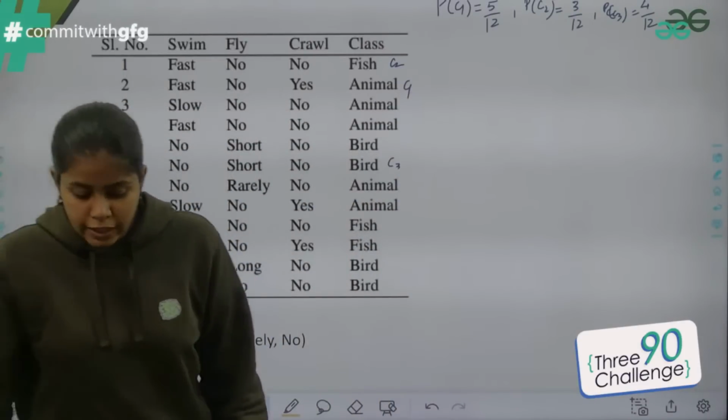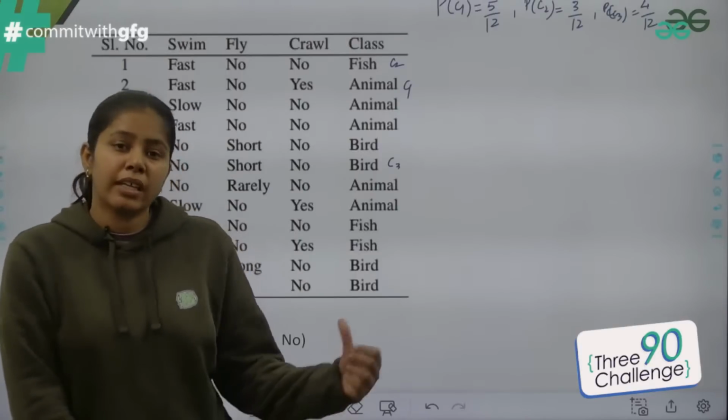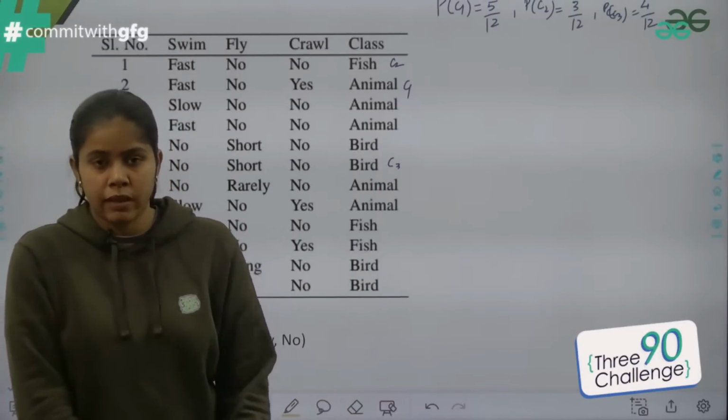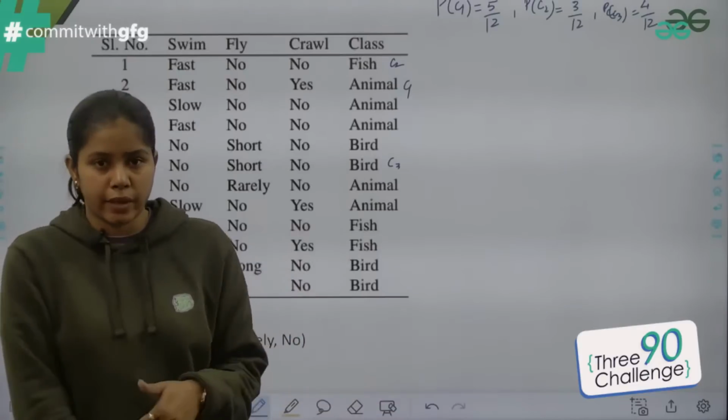Underfitting means high bias, low variance, but in this case we are getting variance as well. We are getting high bias as well as high variance.